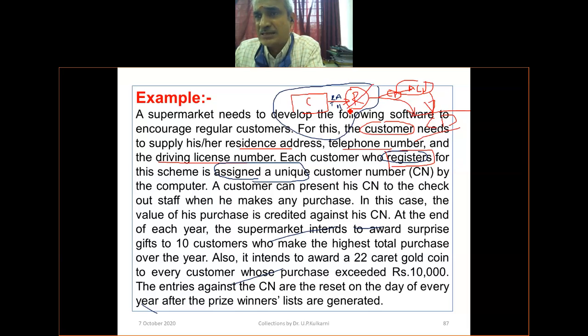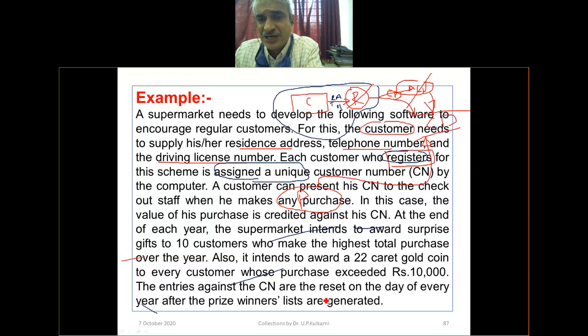Registration is one process. Assigning customer number is another process. Got it? In such a small example, you can go at the micro level like this, or registration and assigning customer number together can be one process. Right. So now look into that. Here, a customer can present his CN to check out staff when he makes a purchase. Right. Now there is another process called purchase. So the customer will do the purchase. Purchase details will be given by that. These purchase details are entered into the repository. Right. Please try to recollect this.